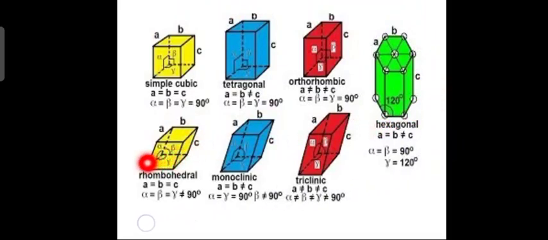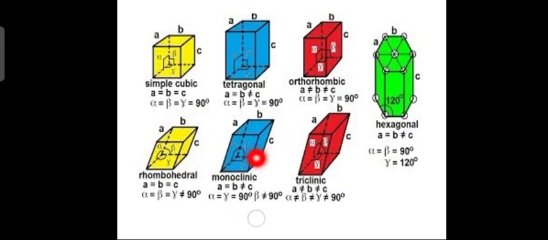This is rhombohedral. A equals B equals C. The sides A, B, and C are equal, but alpha equals beta equals gamma, not equal to 90. You can see here alpha is not equal to 90, slightly greater. This is also not equal to 90, this is also not equal to 90.